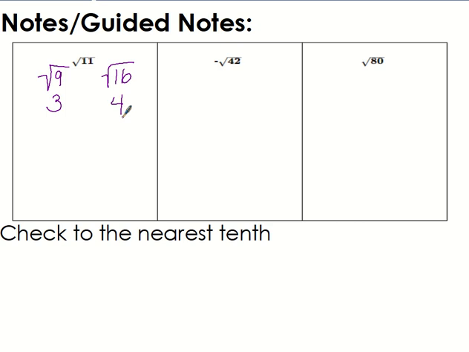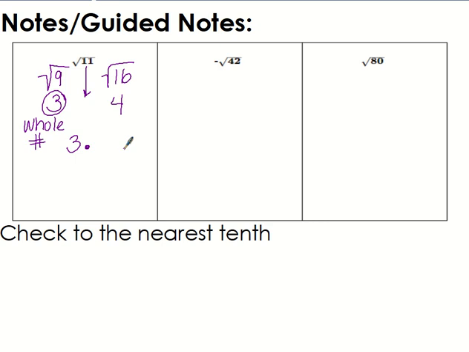So what this tells us is the square root of 11 is somewhere in between the square root of 9 and the square root of 16. That means the decimal form of the square root of 11 is somewhere in between 3 and 4. So it's bigger than 3 but less than 4. This number will always be your whole number, the first one. So that means it's going to be 3 point something, and this is where our estimating comes in.